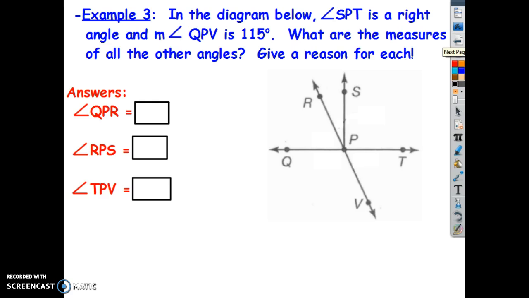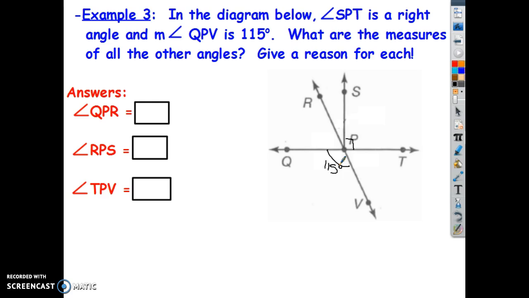So right here in this example, in the diagram below it says SPT is a right angle. We know a right angle is 90 degrees, so I can go ahead and put my right angle symbol there. And it tells us angle QPV, this angle, is 115 degrees. Now we have to figure out the measures of all the other angles and give a reason for each.